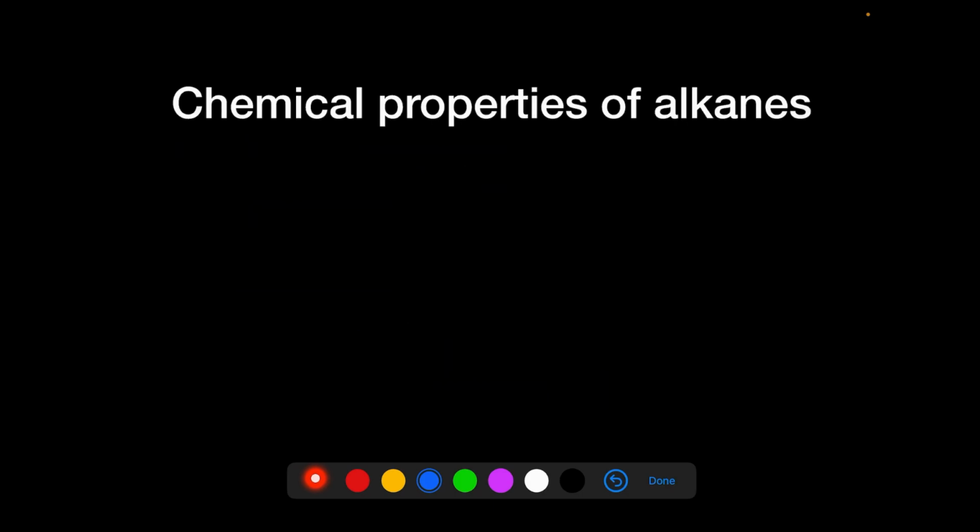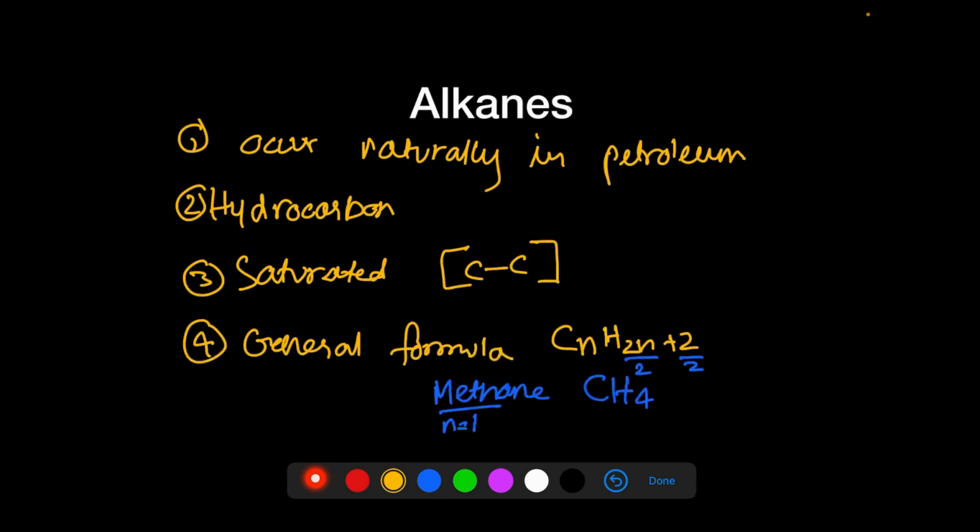Then we look at the chemical properties of alkanes. By the way, I'll just name the first 4 alkanes for you, which are methane, ethane, propane, and butane.